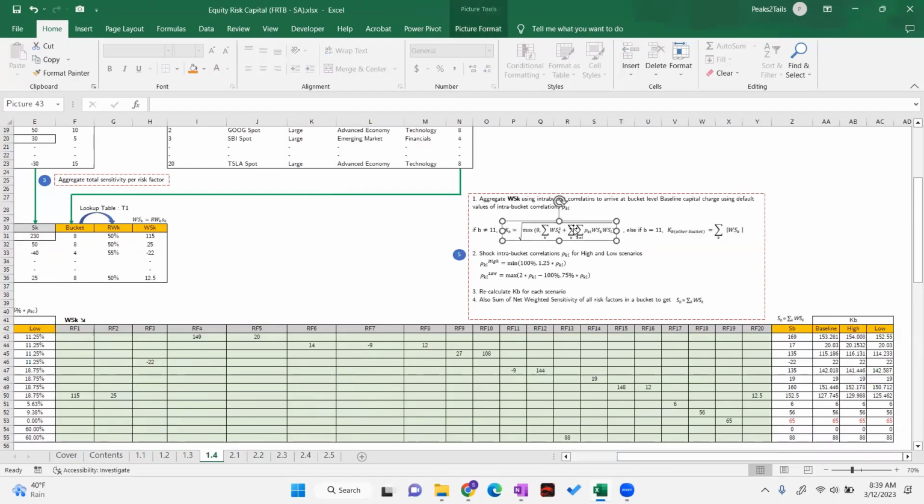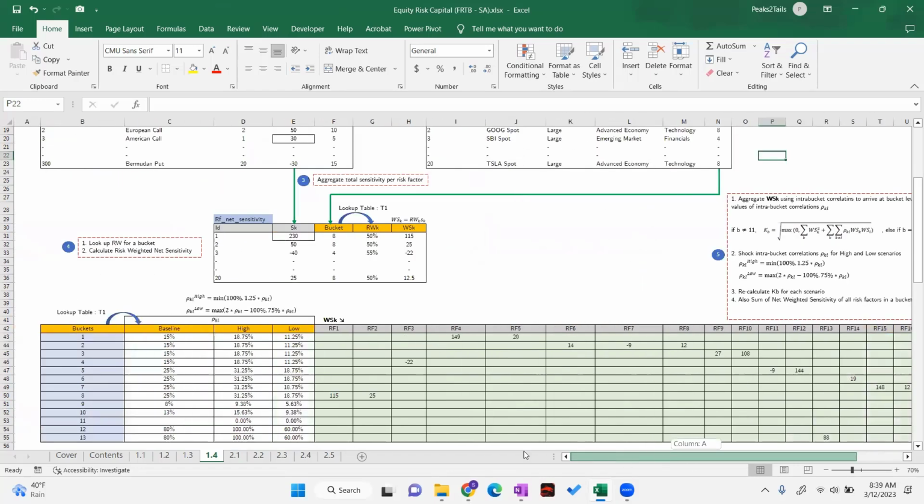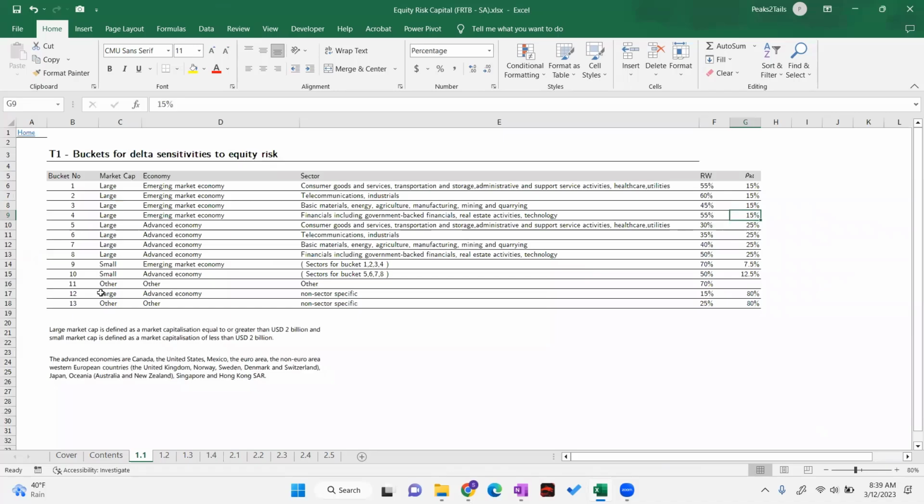You will use this formula everywhere except for bucket 11. That is what I briefly mentioned last time, but you see this in action here. Bucket 11 is special. There is actually no correlation. Why? Because it's the other bucket. Bucket 11 is the other bucket, so we assume everything is standalone. The risk factors do not talk to each other. Everything is put into that miscellaneous kind of a bucket.